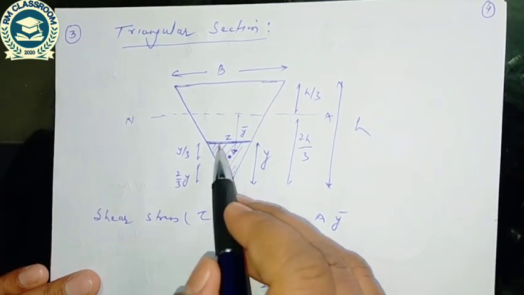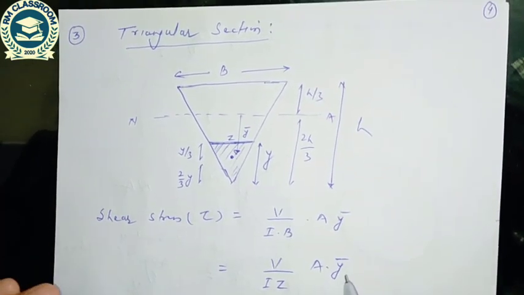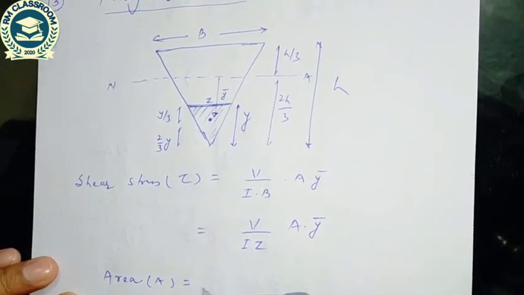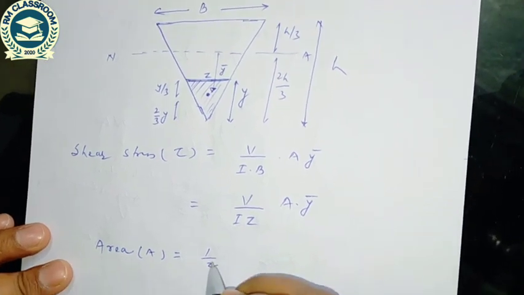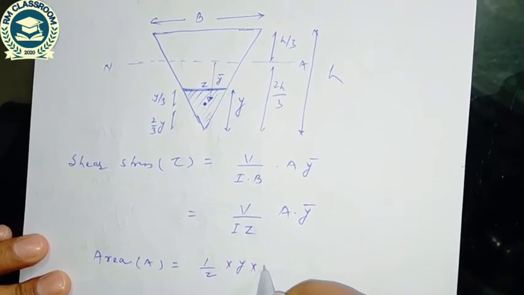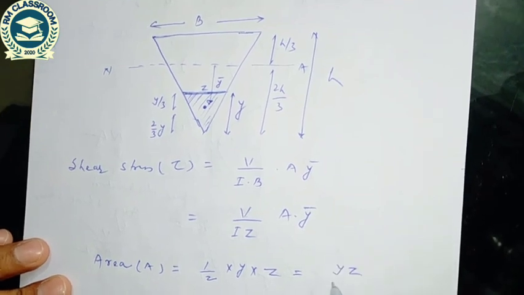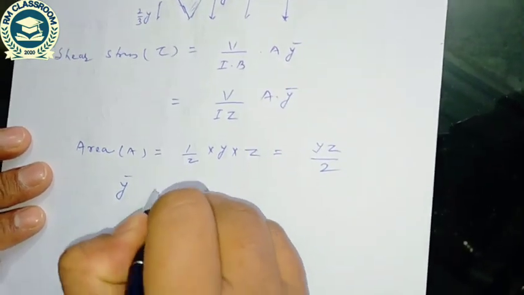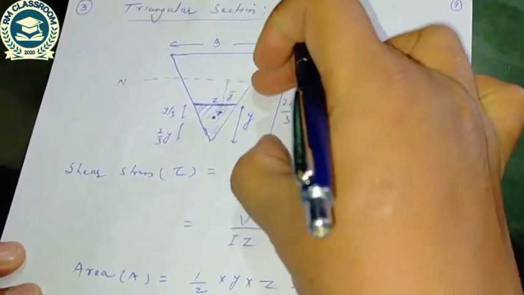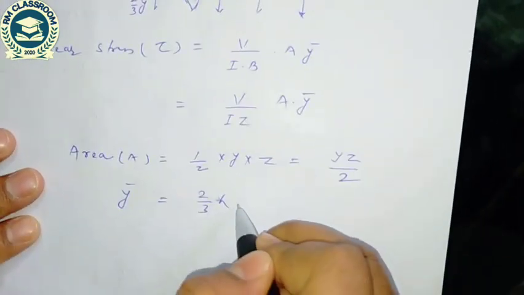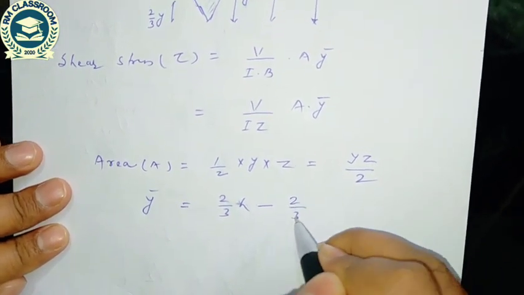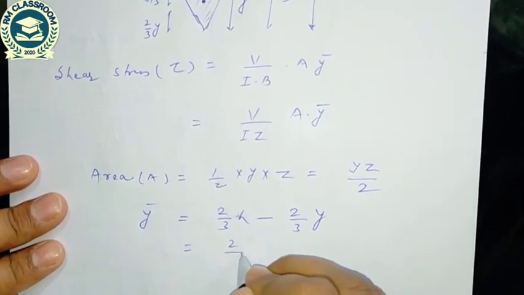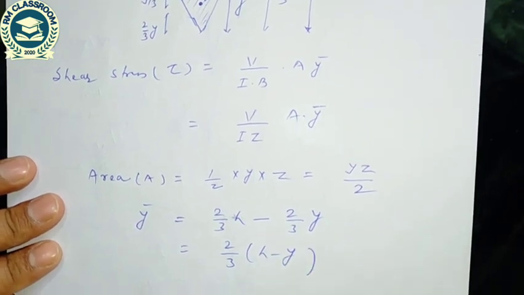So V upon I, b is z, so V upon I z into A y bar. The area we can write as 1 by 2 into y into z, meaning yz by 2. And y bar can be written as 2/3 of h minus 2/3 of y. So it is coming 2/3 of (h minus y).